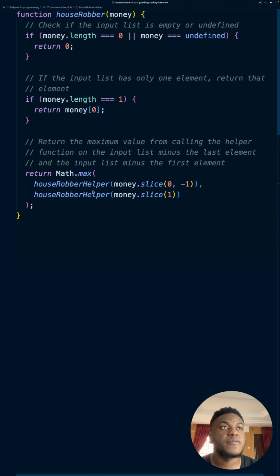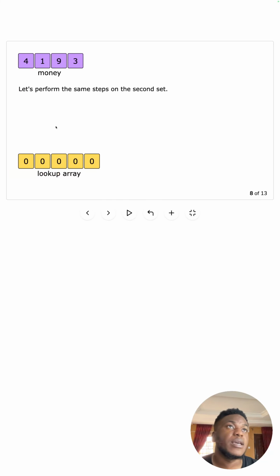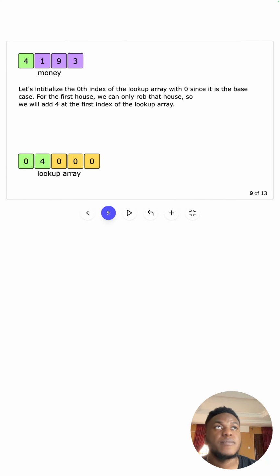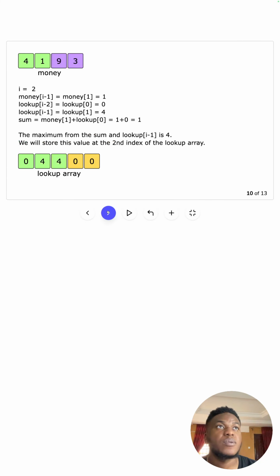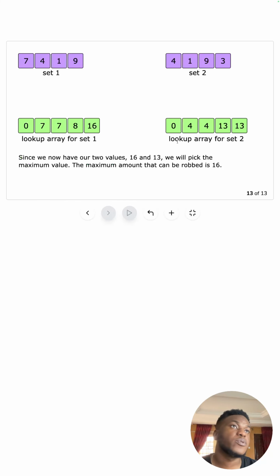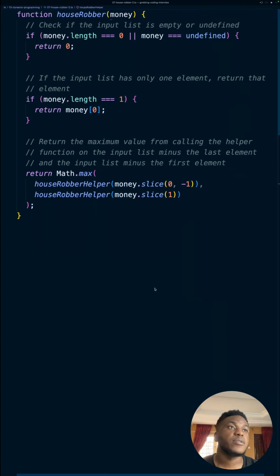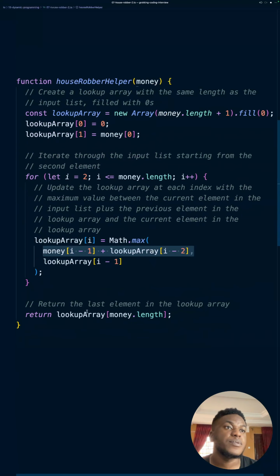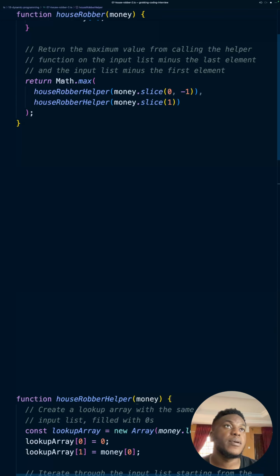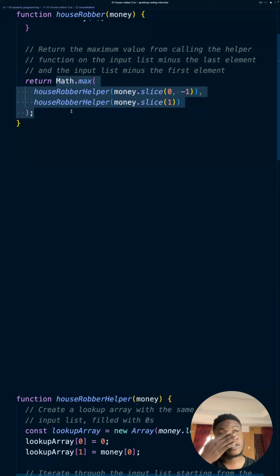Then we do it again, but for the second neighborhood. As you can see here, we call this function twice. So in this case, we didn't consider the last element. In this case, we didn't consider the first element. And we do the exact same thing. And we get 13, and then we check the max between the two of them. It turns out to be 16, and that turns out to be our answer. We do the max between the both of them, and that winds up being the answer we're looking for.